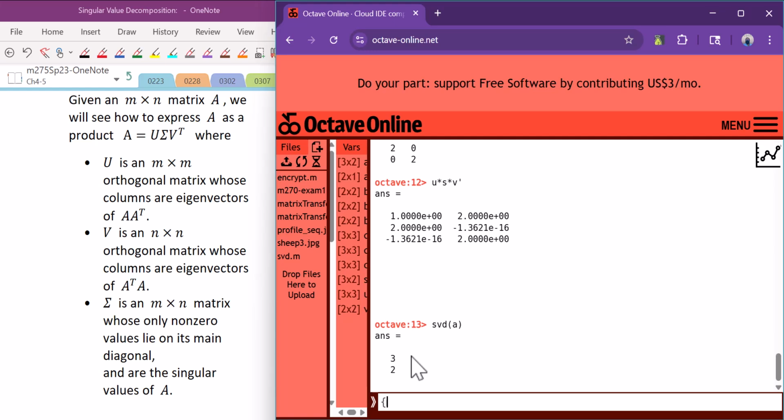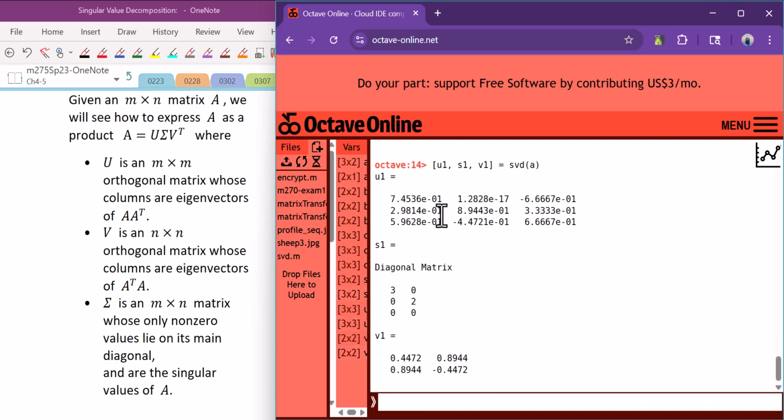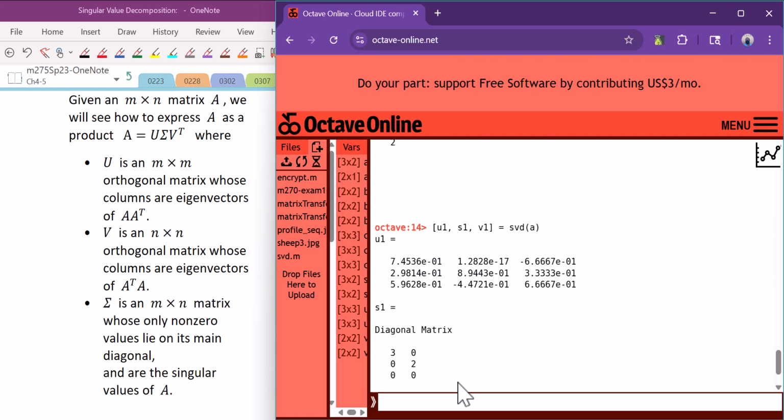So I'll start with square brackets. And the first one is going to be U, and I'm going to call it U1 since I already called U something else. And then my sigma, I'm going to call it S1, and then my V, and I'm going to call it V1. And then set that equal to the SVD command for A. And if I run that, I see these values, and if it looks familiar, I don't know if you remember, but it should kind of look familiar.